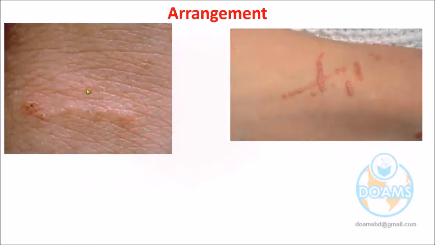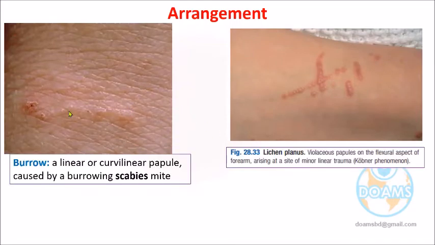Now again, another distribution. This is a burrow, isn't it? This is a burrow. Burrow means scabies, but this is a stria. If you take the history, after itching the new lesion appears in the flexural aspect, arising at the site of minor linear trauma. This is due to the trauma in the linear.